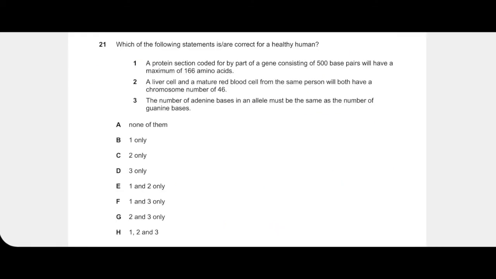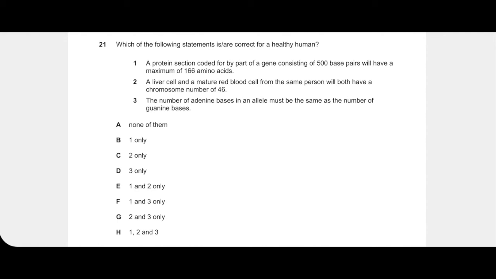Question number 21. Which of the following statements is or are correct for a healthy human? Statement number 1. A protein section coded for by part of a gene consisting of 500 base pairs will have a maximum of 166 amino acids. Statement number 2. A liver cell and a mature red blood cell from the same person will both have a chromosome number of 46. Statement number 3. The number of adenine bases in an allele must be the same as the number of guanine bases.